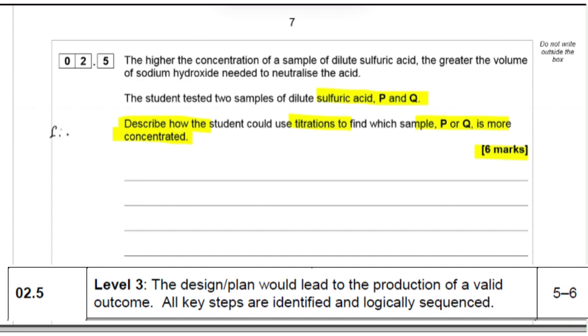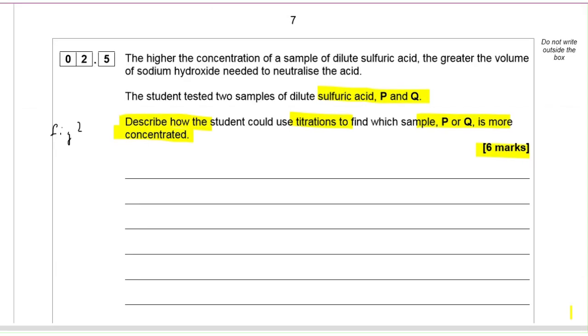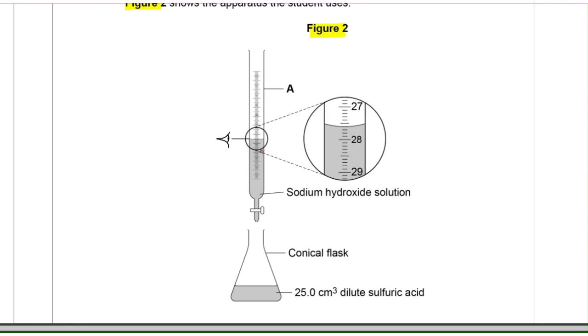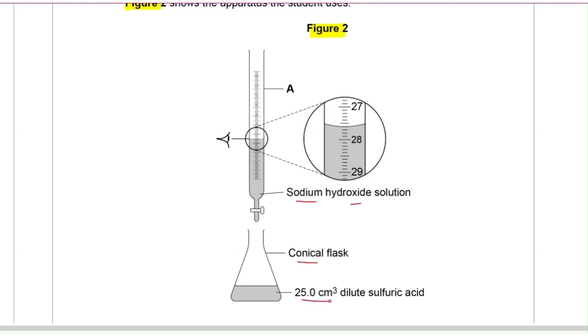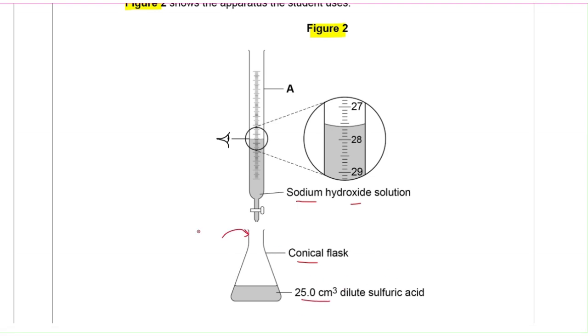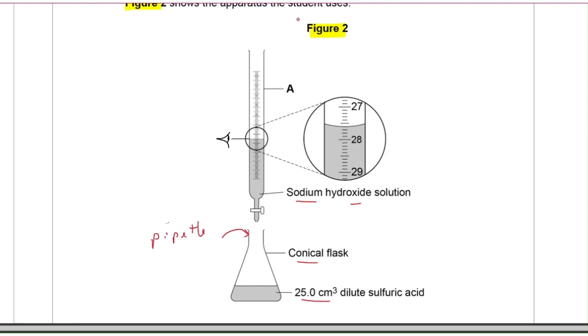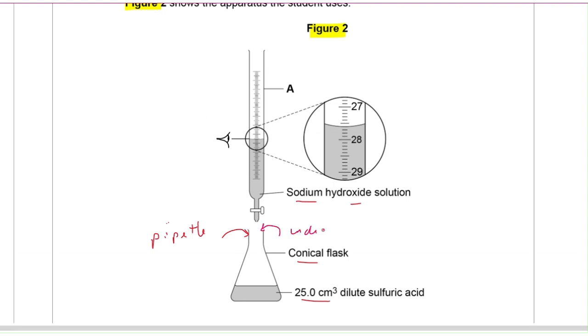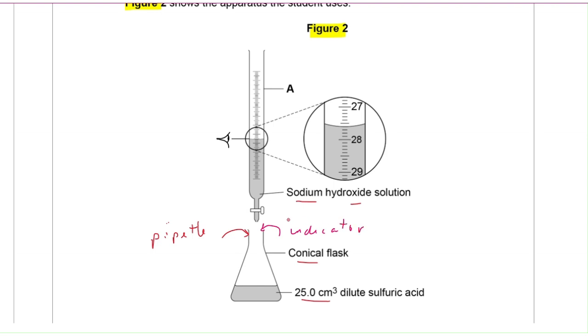So let's take a look at figure 2 to see what information we can glean from what's already been given us. We've got the sodium hydroxide in the burette. We've got a conical flask in which we put our dilute sulfuric acid. So we can start by using those. Now we're going to use a pipette to get the acid into the conical flask, which is an exactly measured 25 centimetres cubed, and we're going to put some indicator into our acid, some phenolphthalein. That's a good one to use.